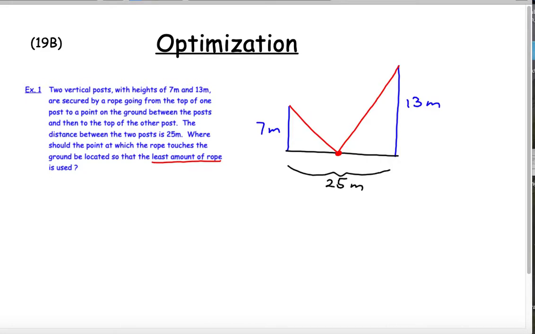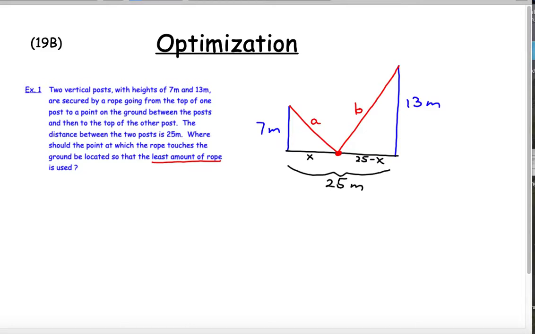All right, so we're going to need to label this with some variables. Well, let's call this length of the rope A and this length B. Can't use the same variable, they probably are not the same lengths. And then we need to label parts of these right triangles which we're creating here. So let's call this part x, and then the other part we'll call 25 minus x.